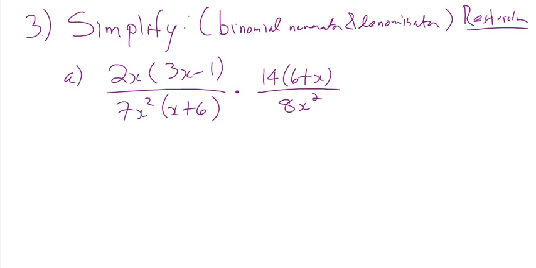Okay, so it's a multiply. It's in factored form already, right? Everything's been factored. So step 1 is factor all the numerators, factor all the denominators. There's nothing to factor here. Okay, so step 2, non-permissible values.